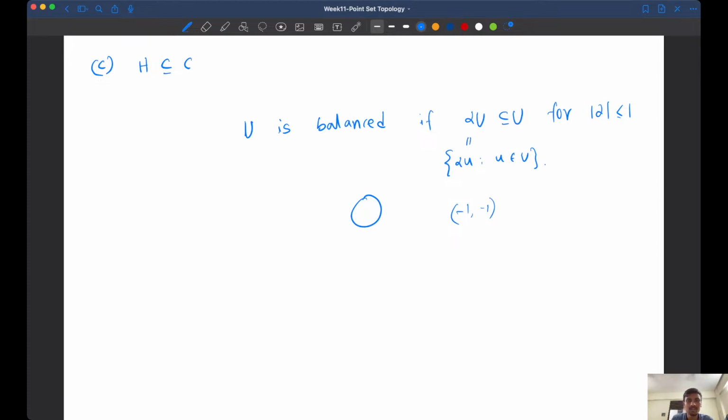Are all balanced sets closed? I don't think so. Because we did one result in class: if B is balanced, then its closure is also balanced. So closure remains balanced, but the set itself need not be closed.